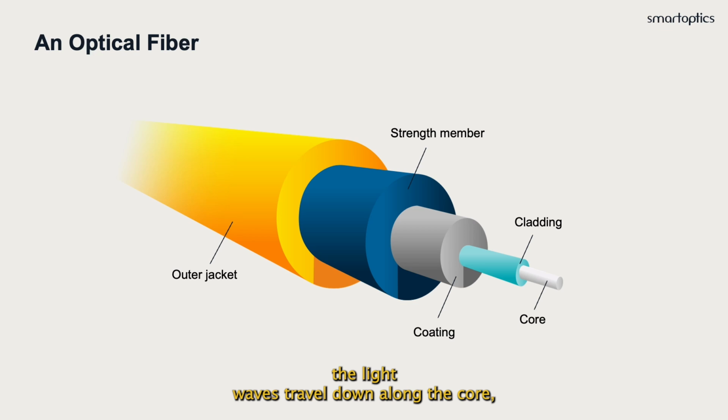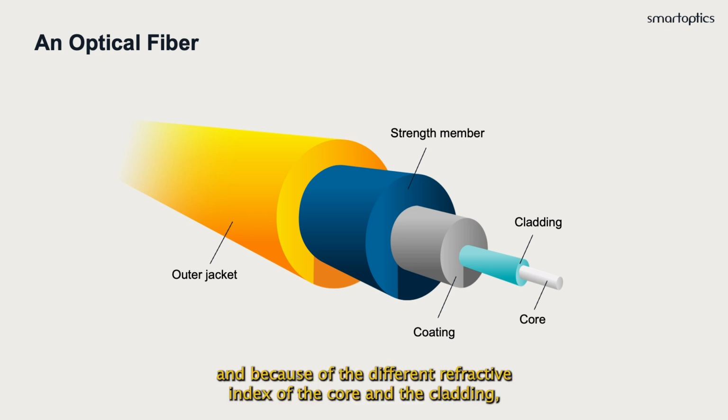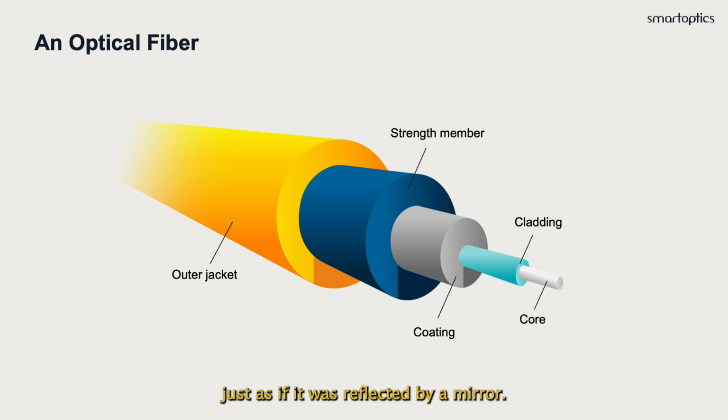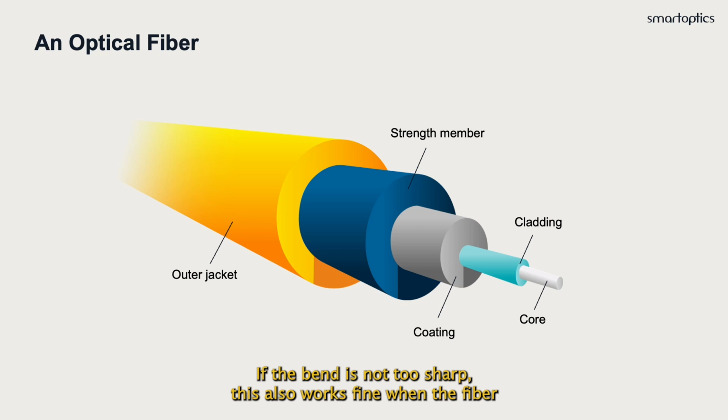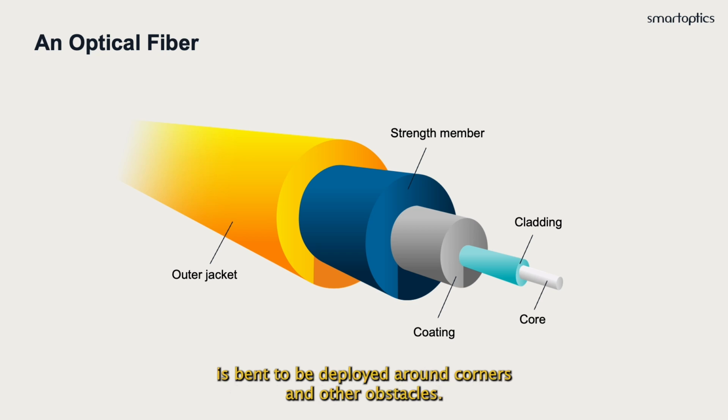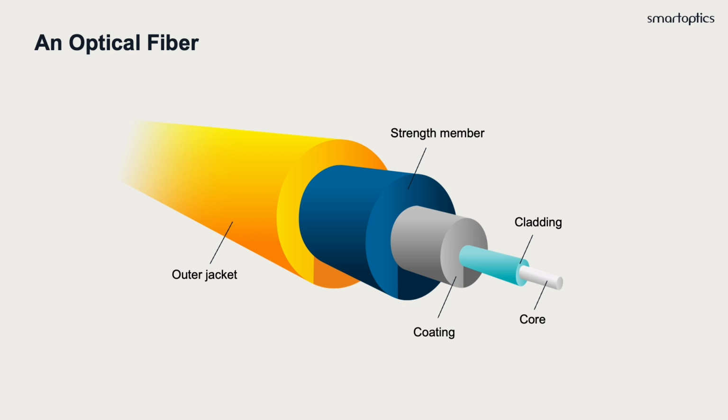The light waves travel down along the core, and because of the different refractive index of the core and the cladding, the light bounces back and forth inside the core instead of escaping, just as if it was reflected by a mirror. If the bend is not too sharp, this also works fine when the fiber is bent to be deployed around corners and other obstacles.